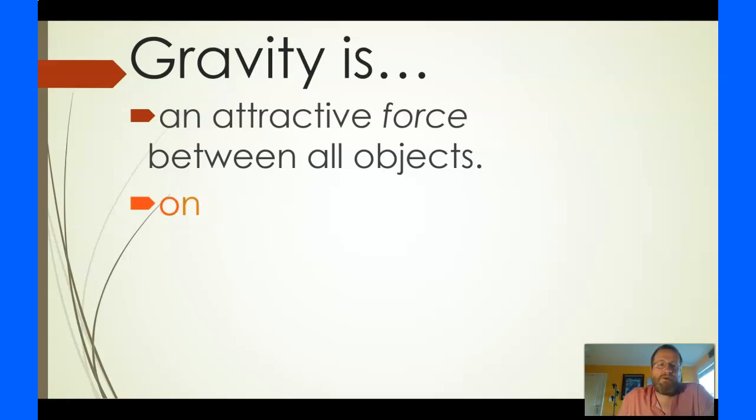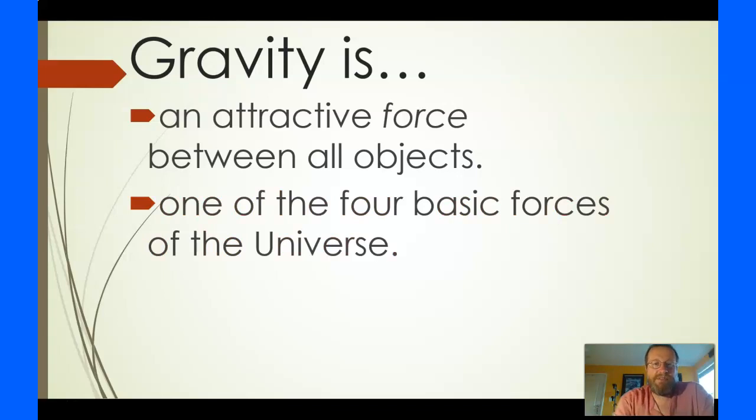There's also something else I want you to know about it. You don't have to write this second bullet down. It is one of the four basic forces of the universe. Already taught you strong force in the nucleus. You know about electromagnetic force because I played with that static electricity in class a little bit, didn't I? Yeah. The weak nuclear force, which we don't go over in physical science, and gravity.